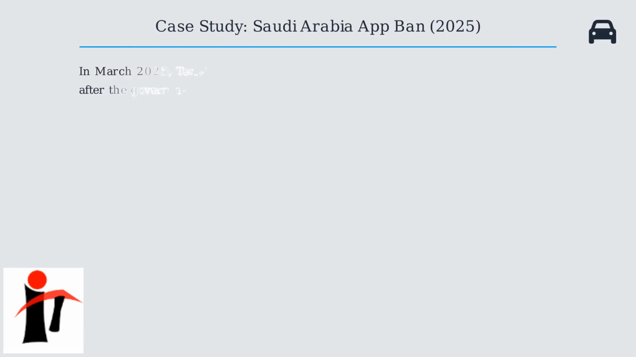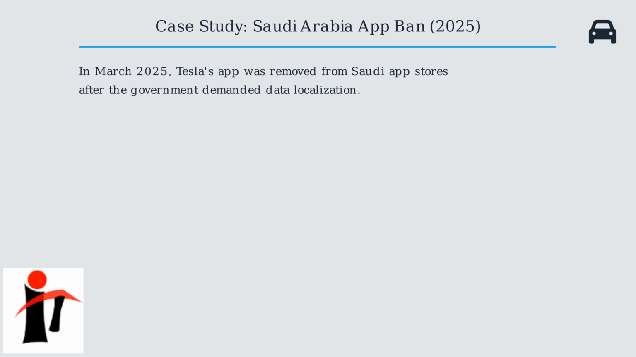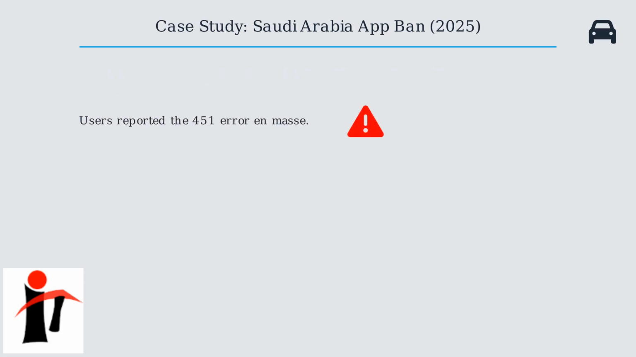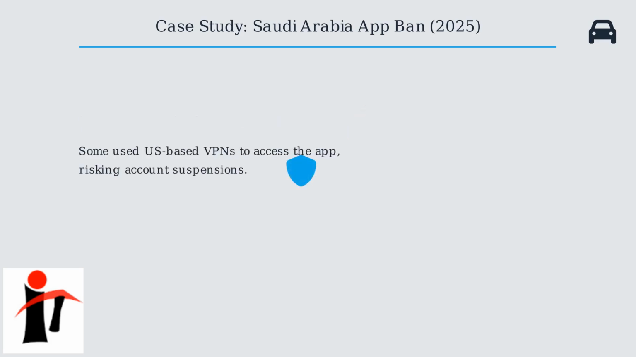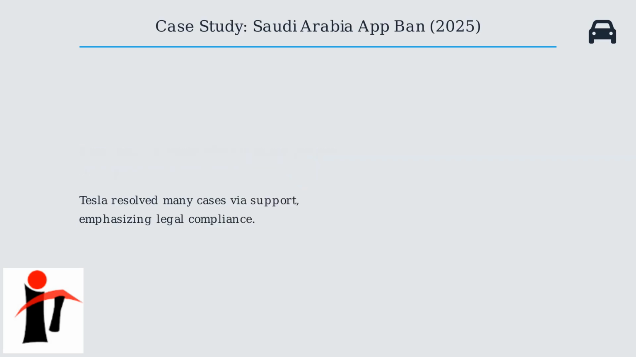In March 2025, Tesla's app was removed from Saudi app stores after the government demanded data localization. This led to widespread reports of the 451 error among users in the region. Users encountered the 451 error when trying to access the app, indicating it was unavailable due to legal restrictions. Some users attempted to bypass the restriction using US-based VPNs, but this carried the risk of account suspensions. Tesla's support team resolved many of these cases through official channels, always emphasizing the importance of legal compliance.